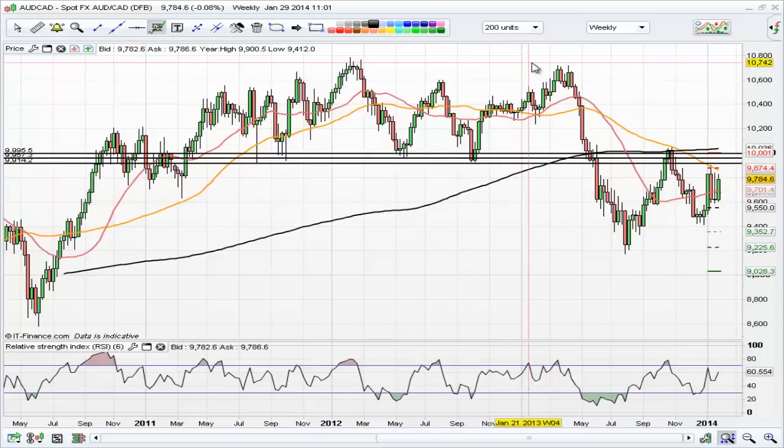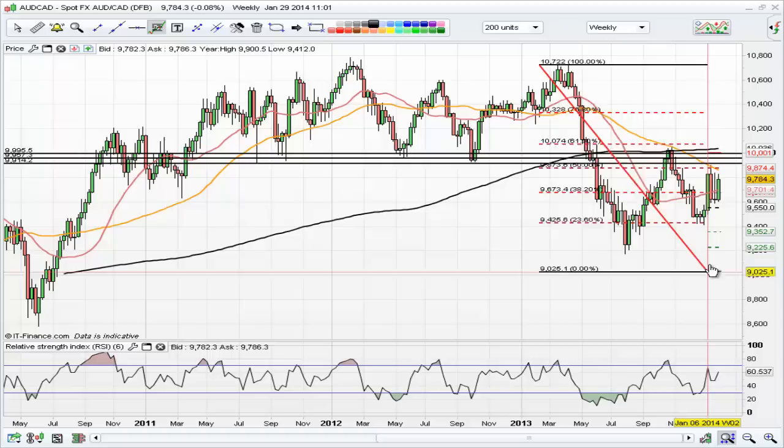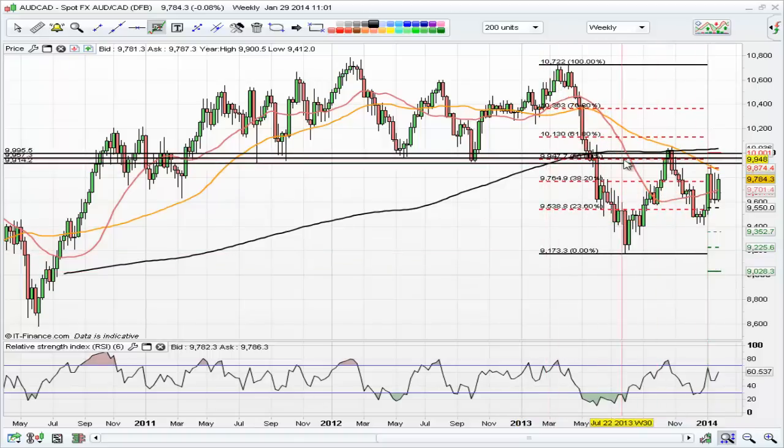We've also got some Fibonacci in here, the 50%, and we've got 2 significant moving averages. So you can see quite clearly this is one hell of a strong area of resistance. This is why I was very much tuned into this area.